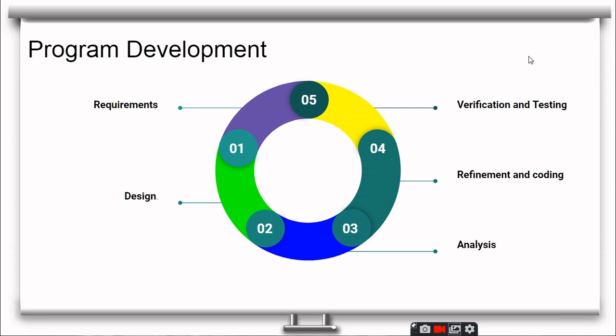Program development. For program development, we use these 5 steps. Requirements: in this phase, we identify and document the exact requirements of the program. In the second phase, design, it uses details that clearly describe how the software will meet the requirements. Next is analysis. Here we choose the best performing algorithm. Next is refinement and coding, the actual coding of your program. And last is verification and testing. Here we check whether our program is working as per the requirements or not.